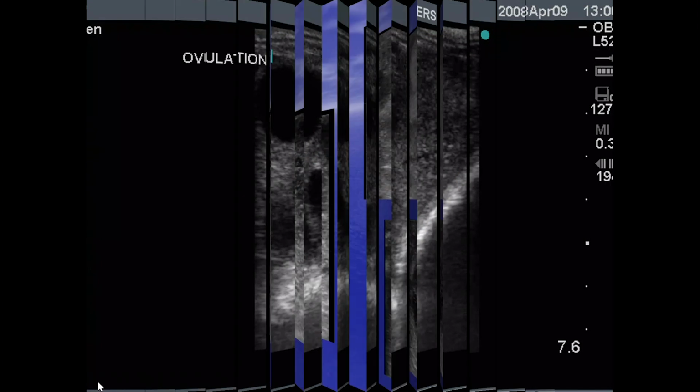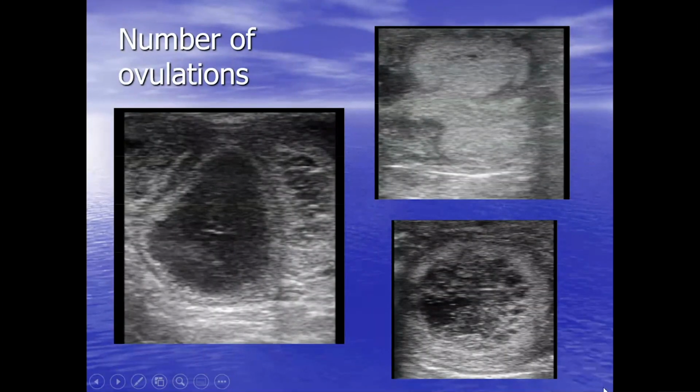Let me go back. Sorry. This bottom right would be the 1 CL. This is 2 CLs. Sort of one there, and one up there. This is 3 CLs actually. One there, and one there. So, like I said at the very beginning, important to get used to looking at number of CLs.